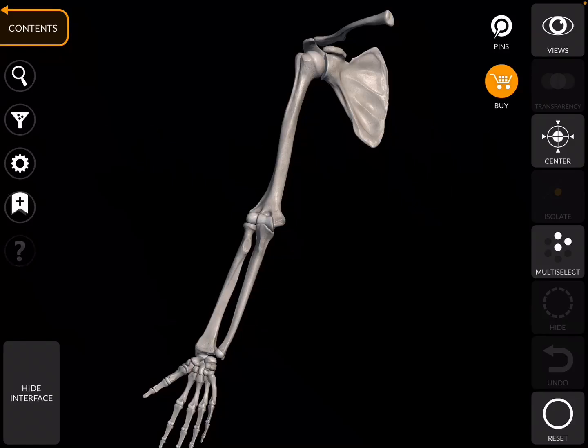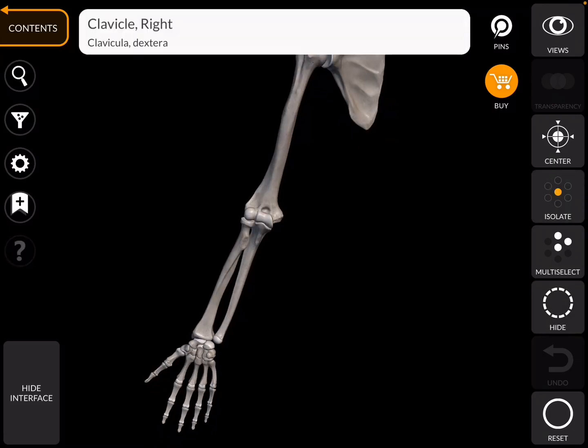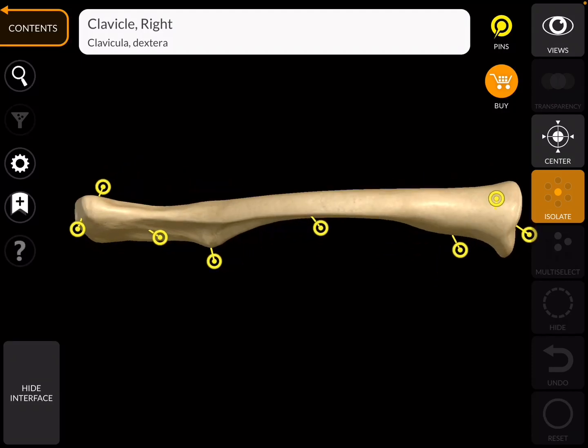So this is what we have. We want to talk about the bones of the upper limb. Within the bones of the upper limb, we want to first start talking about the clavicle, which is this bone that you're seeing right here. Let me just try to isolate it. So when I isolate it, you can see it.